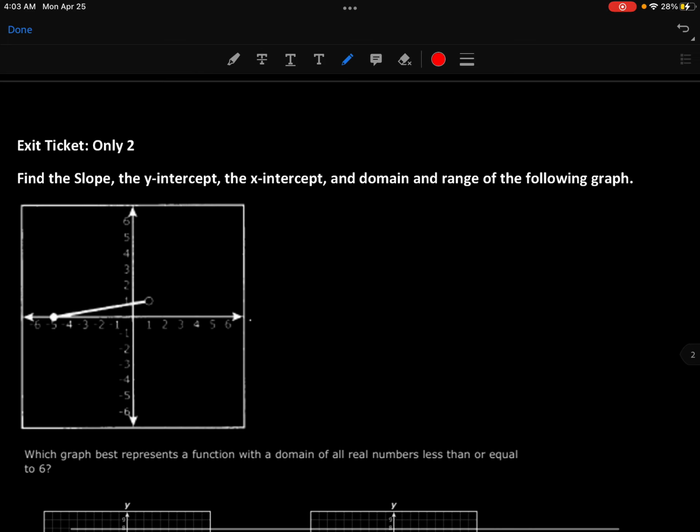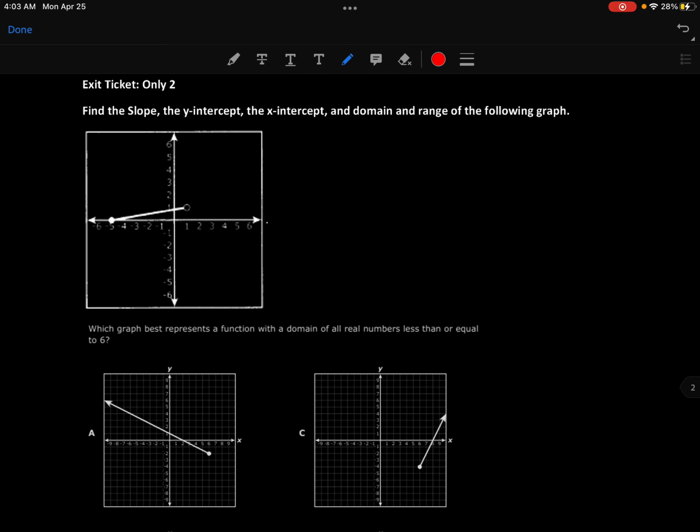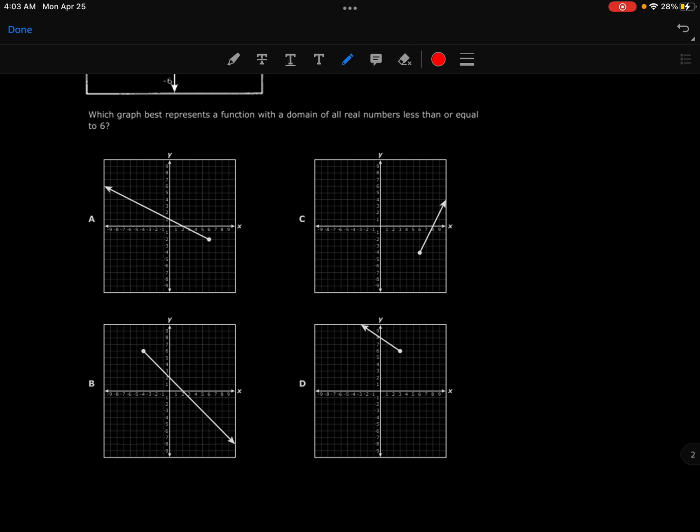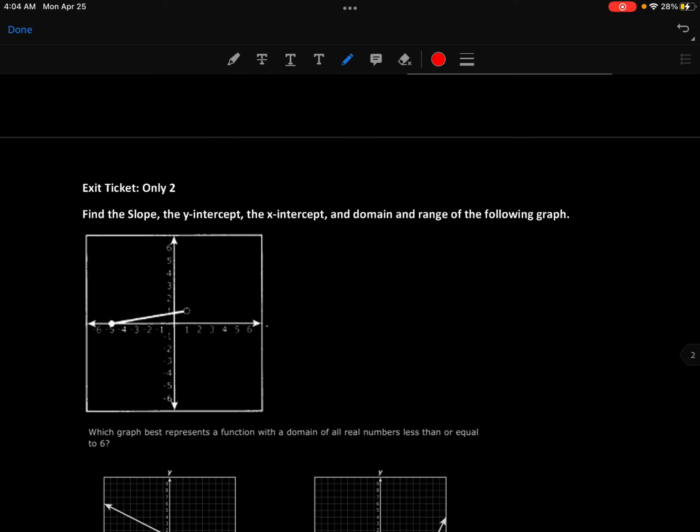Now there are only two problems here. Please find the x-intercept, y-intercept, domain and range of the following graph. And then answer this one, please. Which graph best represents a function with a domain of all real numbers less than or equal to 6? Figure it out, show it to me, and then you are done.